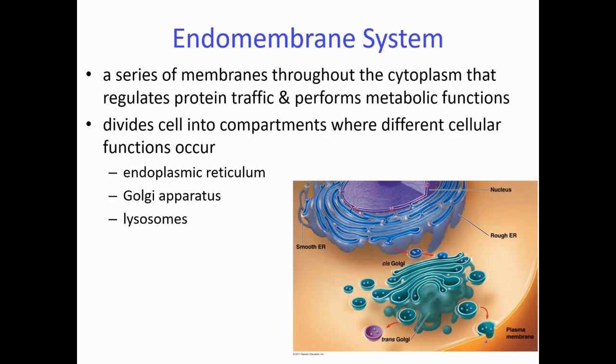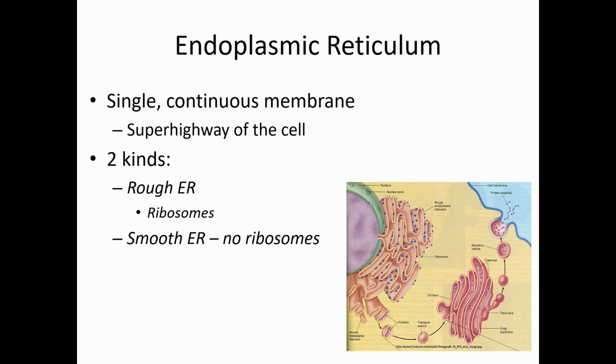Kind of moving on here, endomembrane system. The endomembrane system consists of the ER, endoplasmic reticulum, Golgi apparatus, and lysosome. And all of these basically control proteins and metabolic functions. So we're going to talk about the endomembrane system right now. The endoplasmic reticulum, or the ER, as it's also referred to, there are two kinds, rough and smooth. The rough has ribosomes on it, the smooth does not. Easy differentiation, okay?